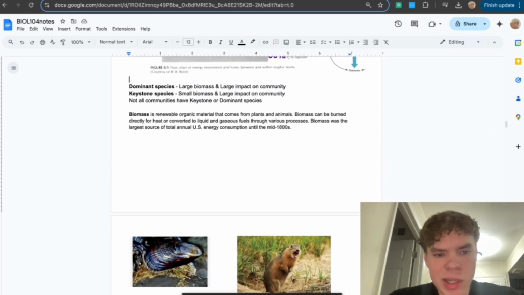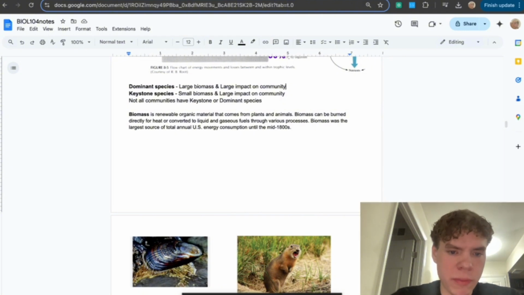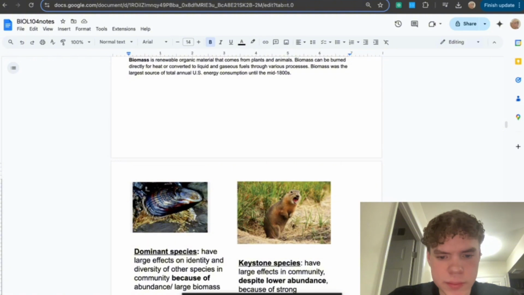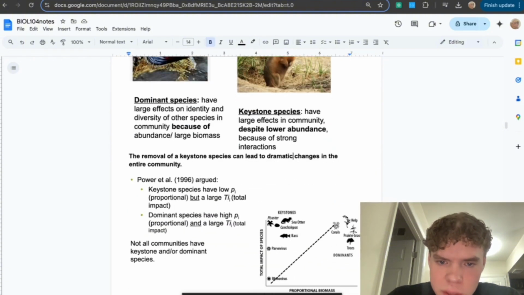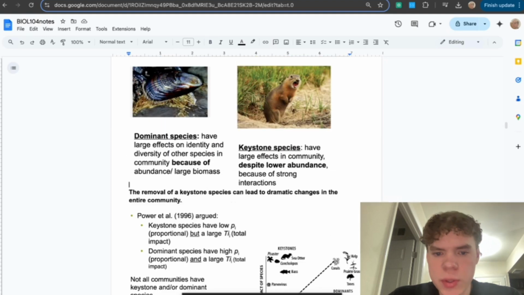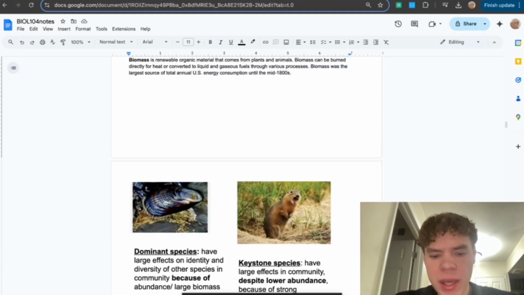And then we have our dominant species, which take up a large proportion of the biomass, and we have keystone species, which take up a small proportion of the biomass, right? So if we look at a keystone species, we look at a chipmunk. Looks like a chipmunk. A keystone species has a big effect on the community despite a lower abundance, a lower biomass. And our dominant species has a large biomass.